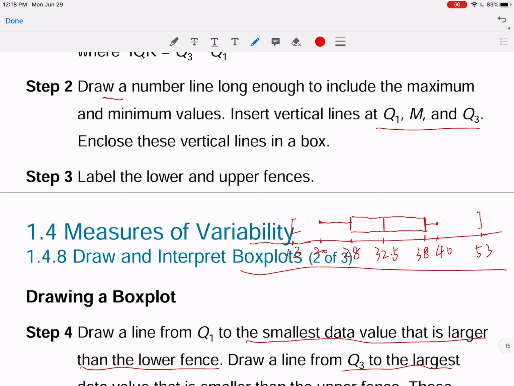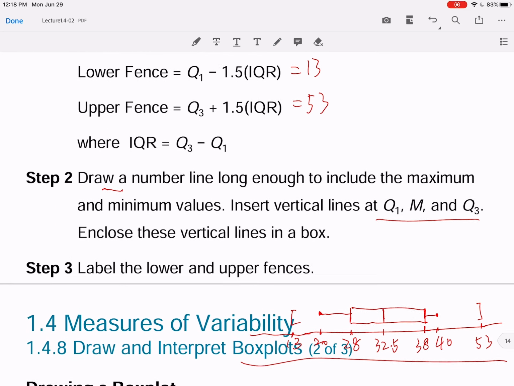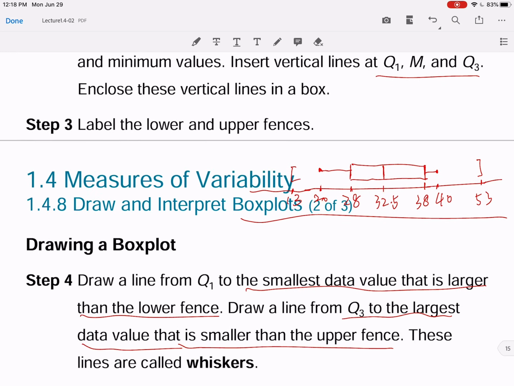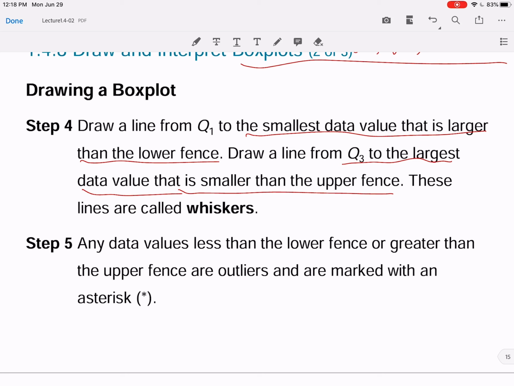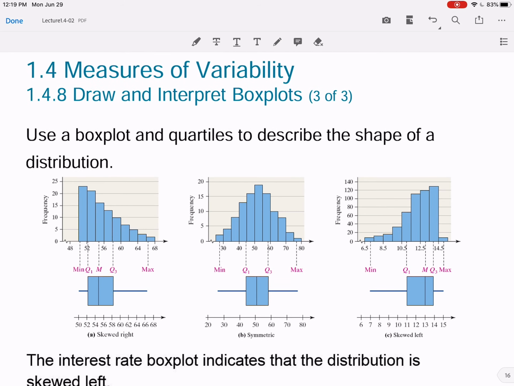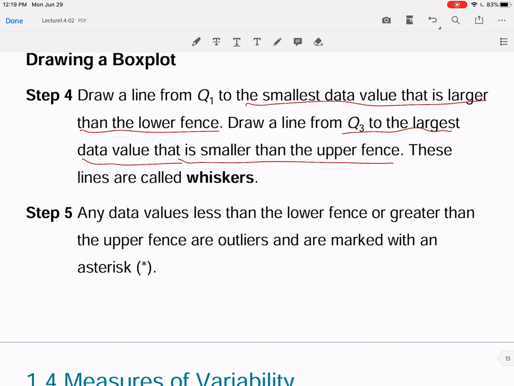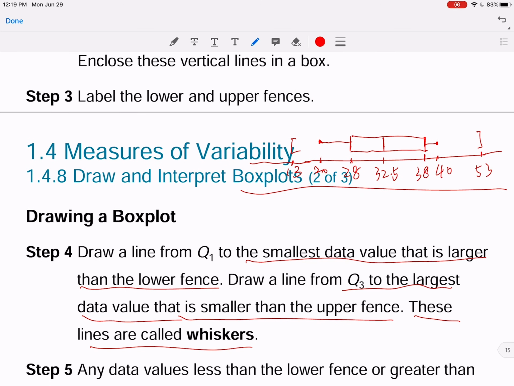I hope it makes sense to you. So once again, if you want to draw a box plot, just follow the 5 steps over here. Of course, don't forget to mark the outliers if there are some in the original data set. Oh, there is one little notation I forgot to mention: these two lines are called whiskers, okay? They are called whiskers.